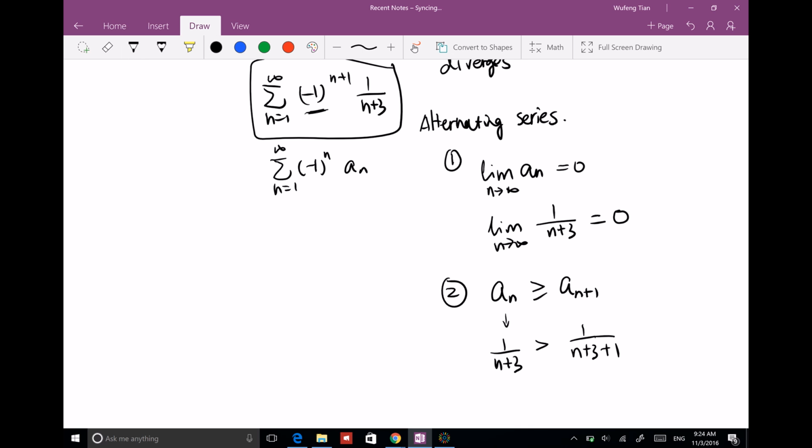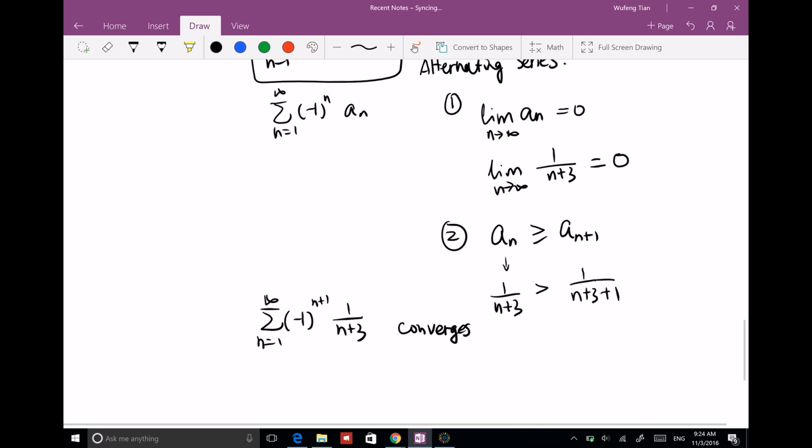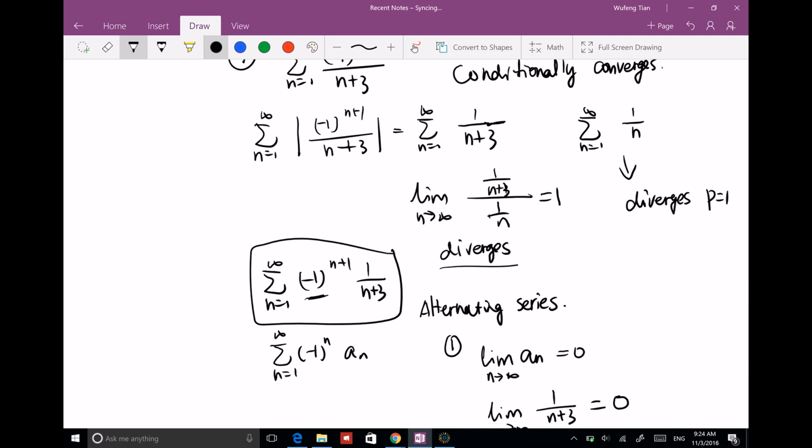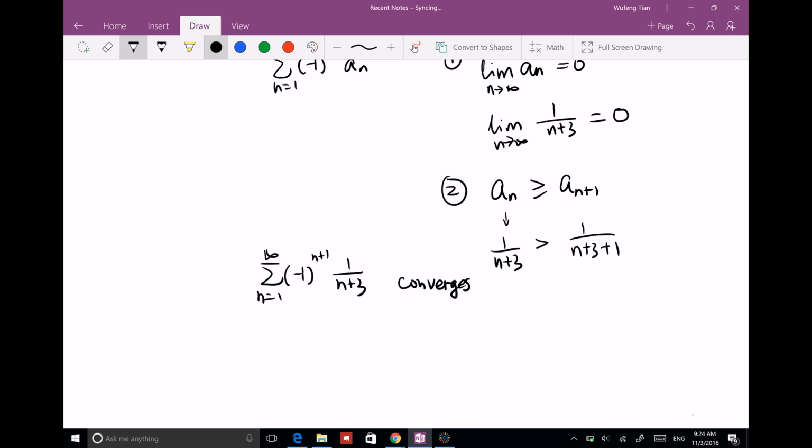So which means this alternating series will diverge or converge? Converge. Very good. Once we satisfy that the nth term goes to 0, and also a_n is greater than or equal to a_(n+1), the alternating series converges. Thank you very much. So this one converges, and absolutely it diverges. Itself, it converges. So this is conditional convergence.